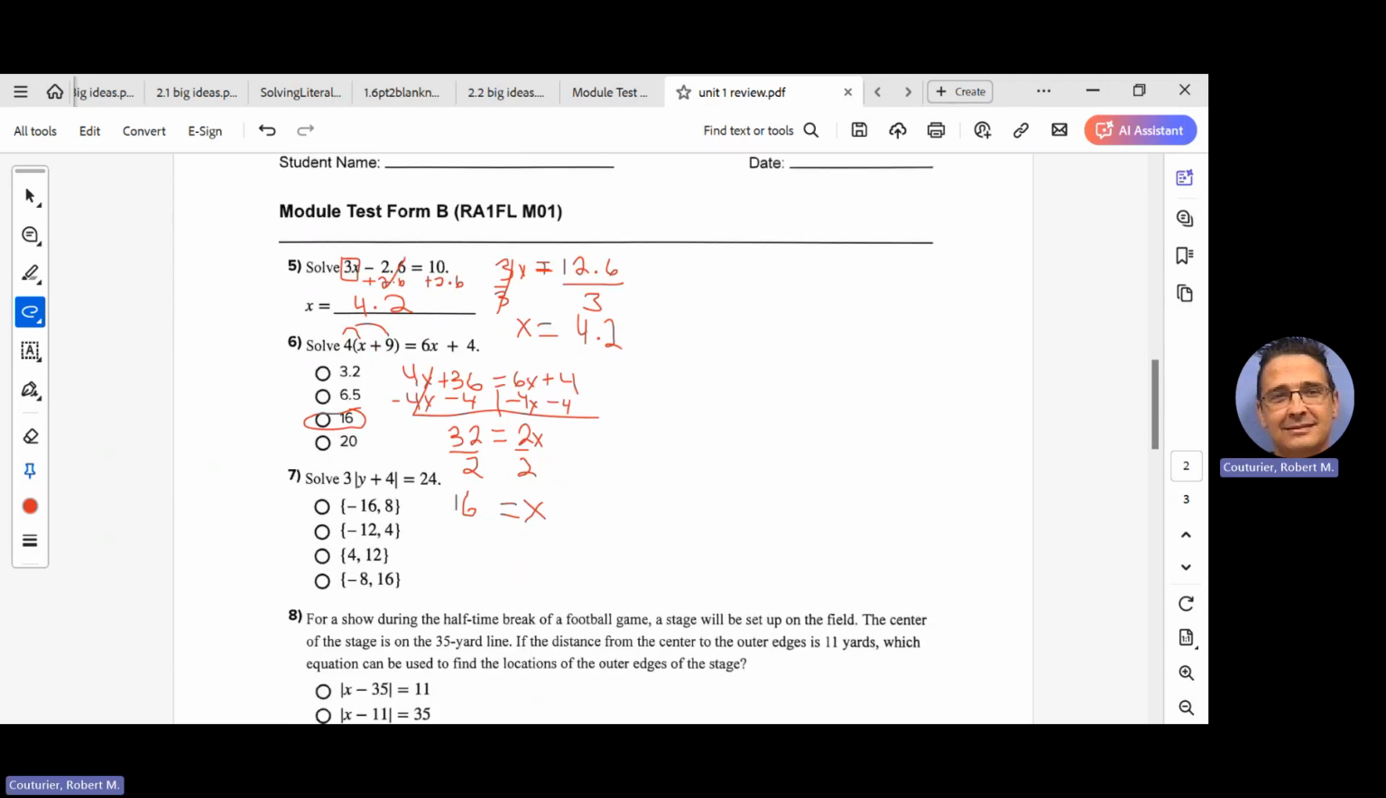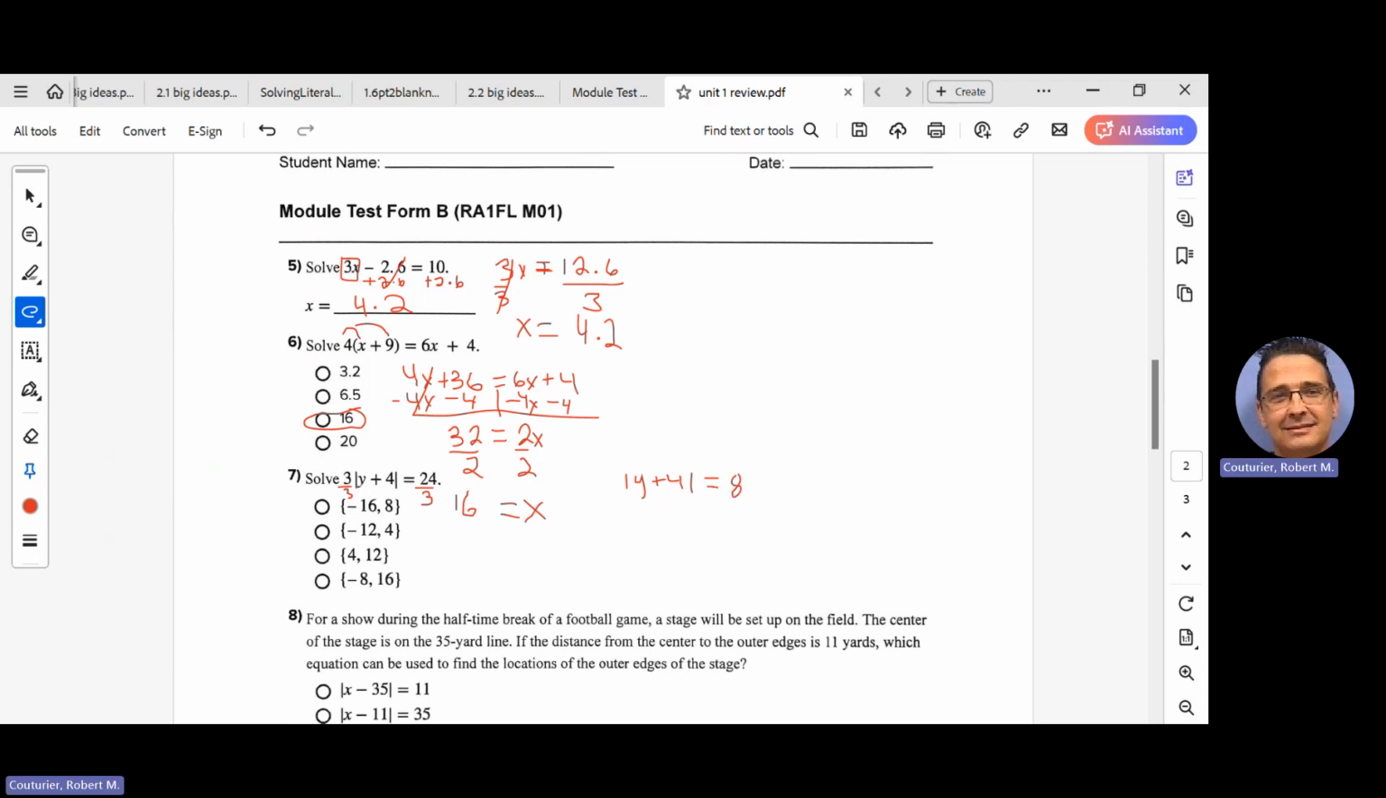Okay, this is the one that's a little bit more difficult here. This is an absolute value. Okay, our first step in absolute value is that we have to isolate this absolute value, which means I need to get rid of this 3 that's being multiplied. So I have to divide. And 24 divided by 3 is 8. So what we have left is the absolute value of y plus 4 equals 8. Step 1 is done.